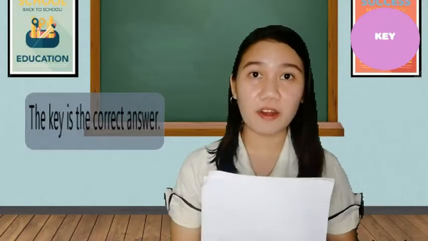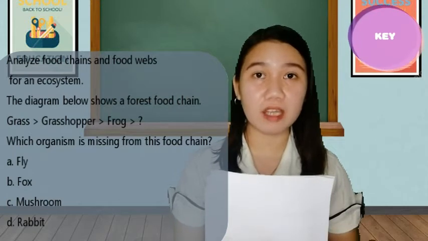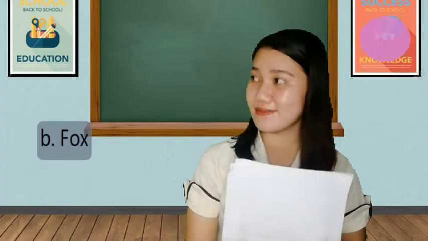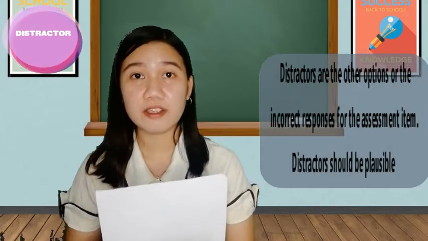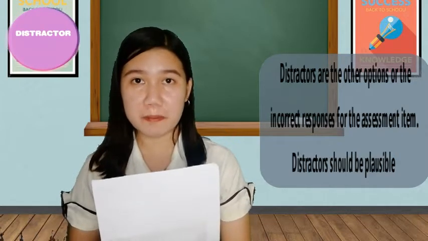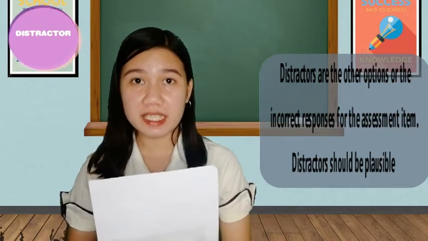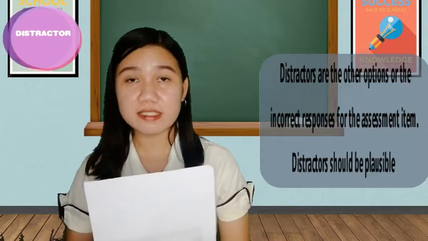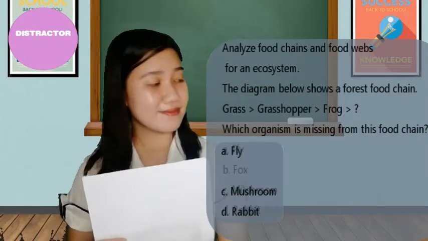The key is the correct answer. It should be completely clear, not leaving any doubt for someone who has mastered the skill. Lastly, the distractors. These are the other options or the incorrect responses for the assessment item. These should be plausible enough that they could be seen as the correct answer if the test taker has missed a step or applied a common misconception.